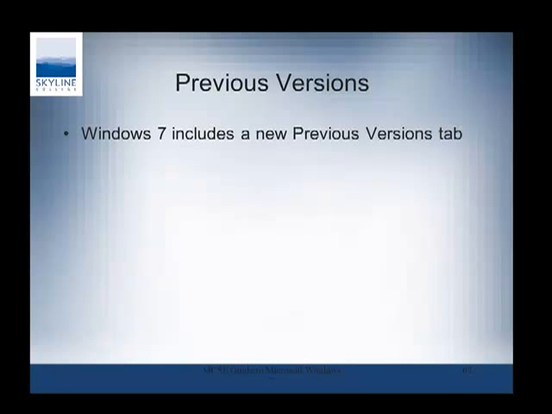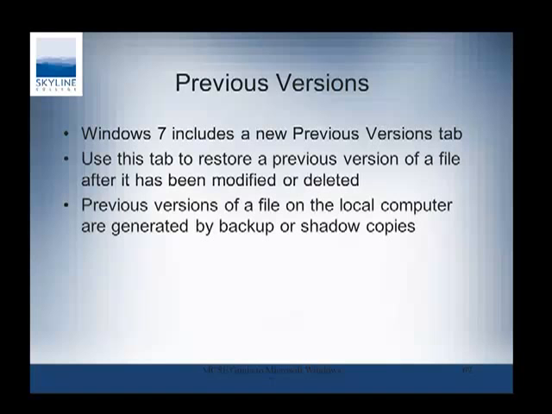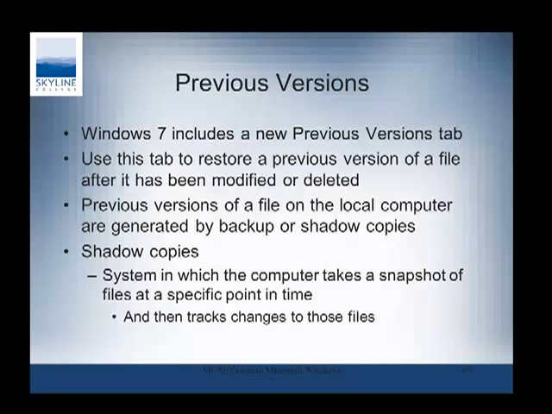Previous versions: Windows 7 has that now. To restore the previous versions of a file, it takes snapshots on a schedule that you can specify. On the local computer, they're generated by backup or shadow copies. What shadow copies does is it allows you to back up an open file, which you never could do before. But that's part of shadow copies and backups, part of a different lesson. It tracks the changes so that with the snapshot you can actually go back to a previous version of it.